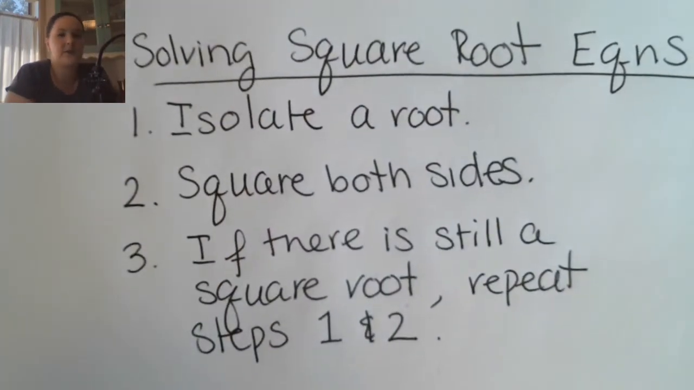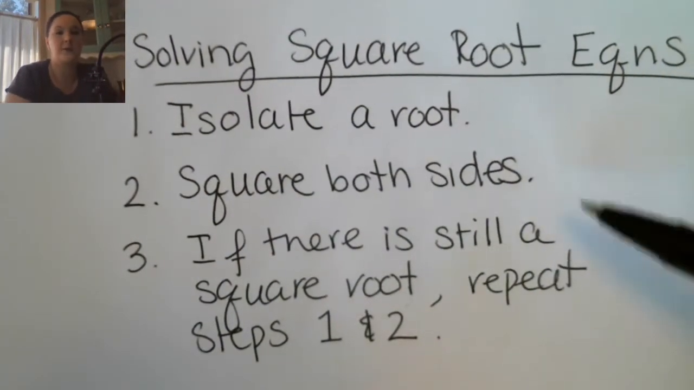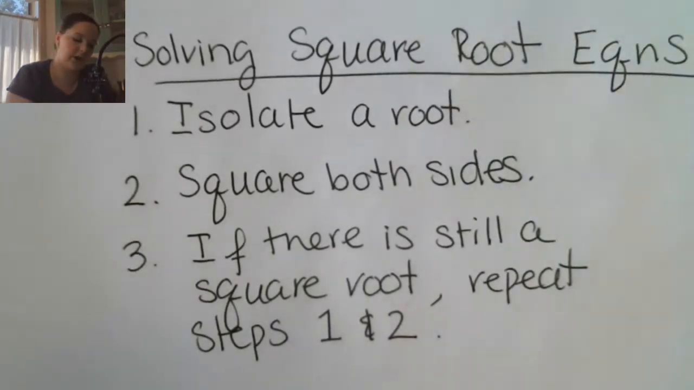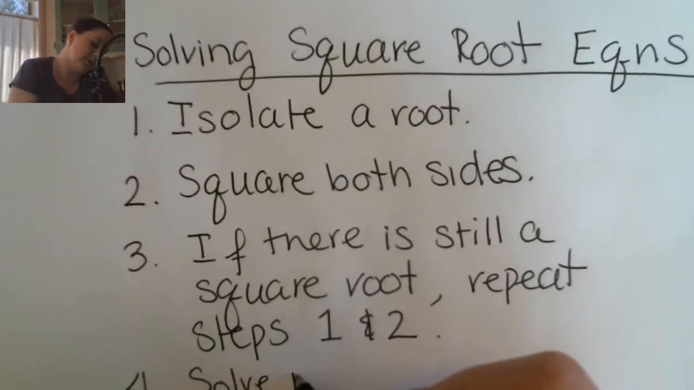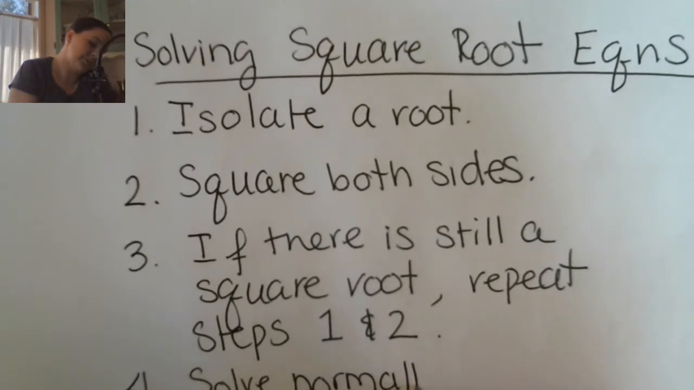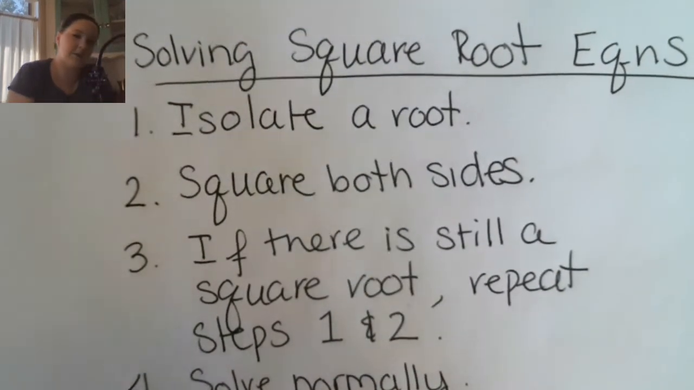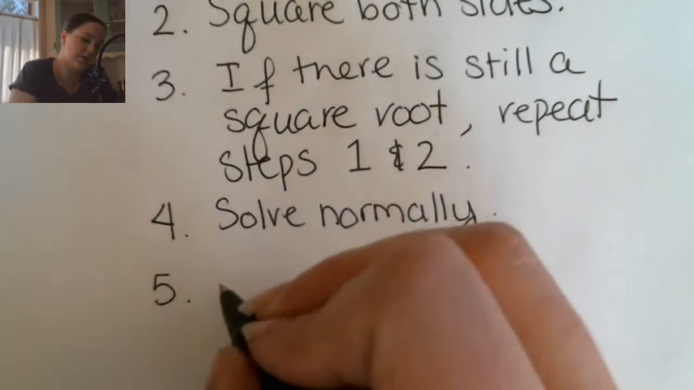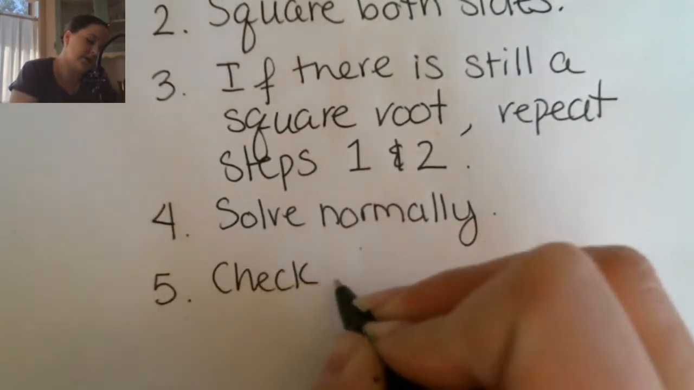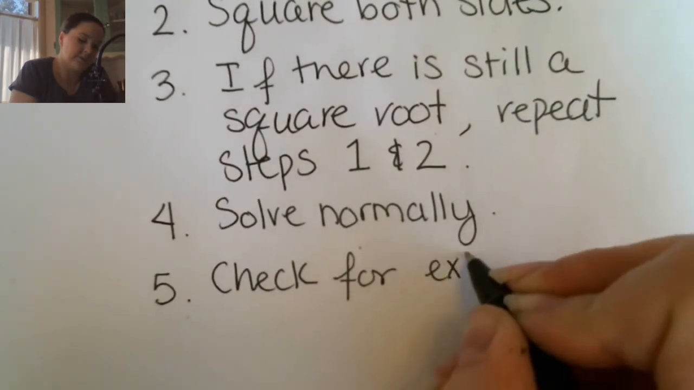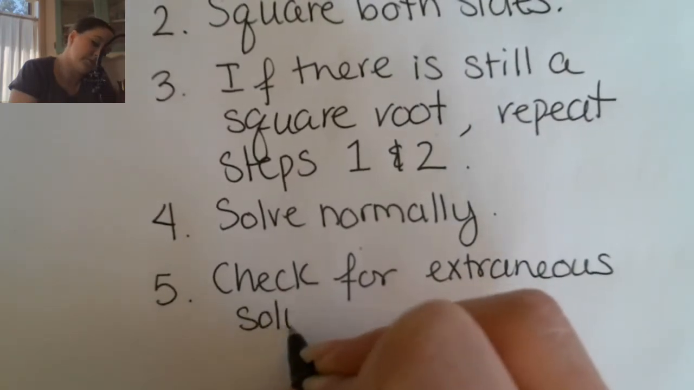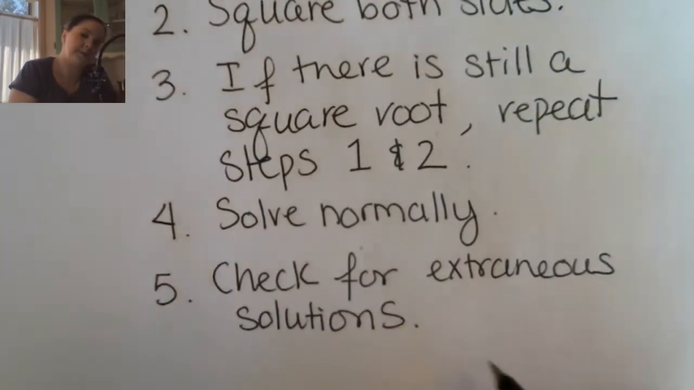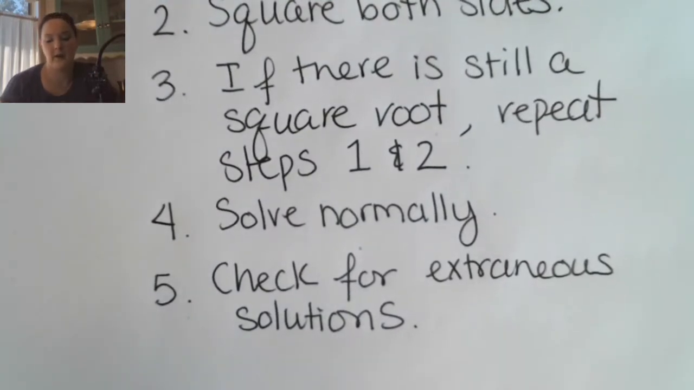If you still have a square root after steps 1 and 2, then you repeat those steps. Isolate the square root, square it again. Then you are going to solve normally. And the last step, just like we saw in the previous example, is going to be check for extraneous solutions. All right, so let's look at an example.